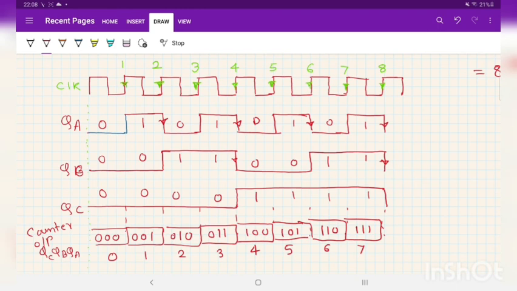And in each case the frequency of the output of the flip-flop gets divided by 2, means here for the first it is clock divided by 2, for the second clock divided by 4, like this.